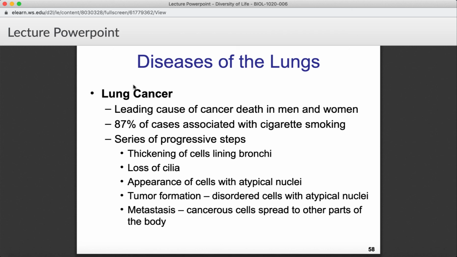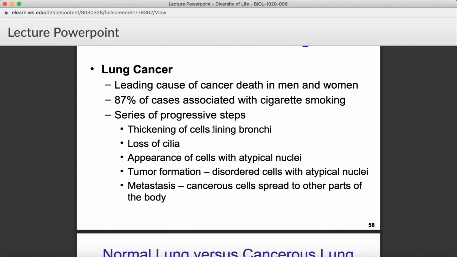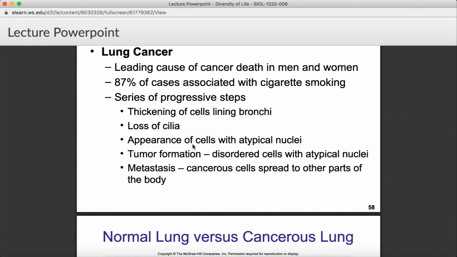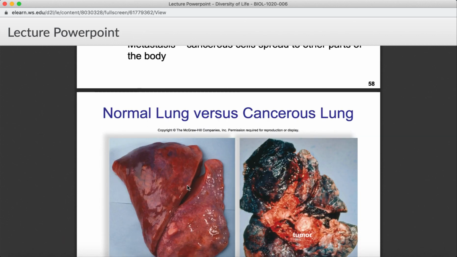Diseases of the lungs, so lung cancer, leading cause of cancer death in men and women. Most cases are associated with cigarette smoke. So you progressively have thinning of the cells lining the bronchi, loss of cilia, appearance of cells with atypical nucleus, that you form a tumor, and then that metastasizes and spreads to the rest of the body.